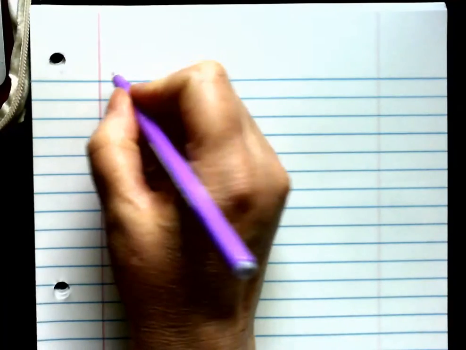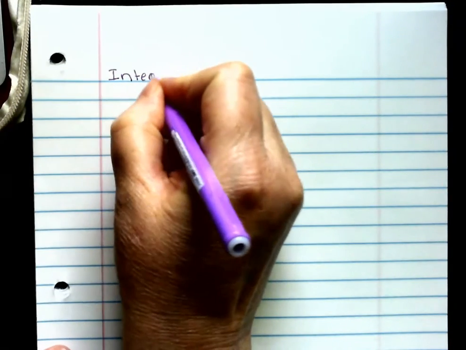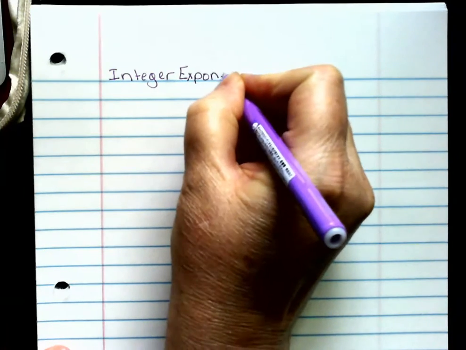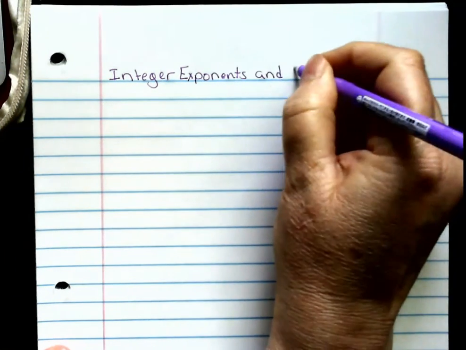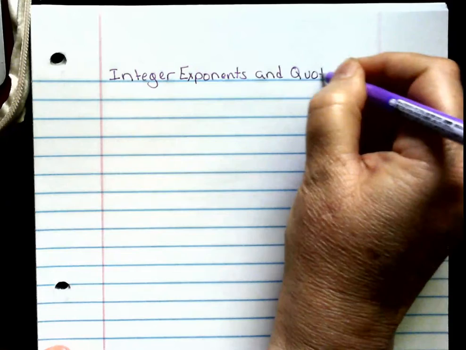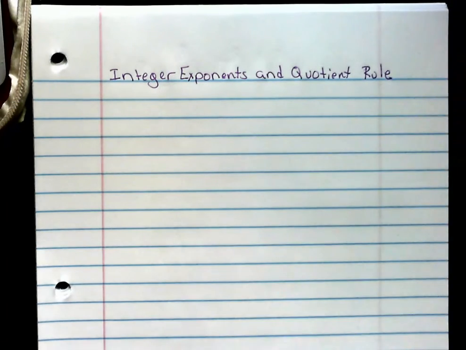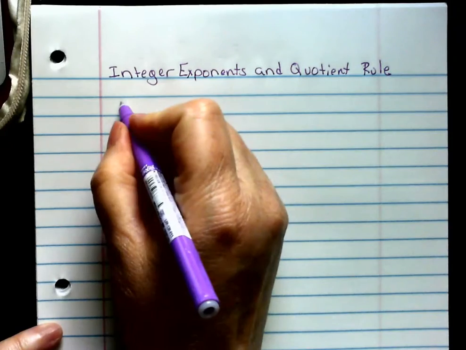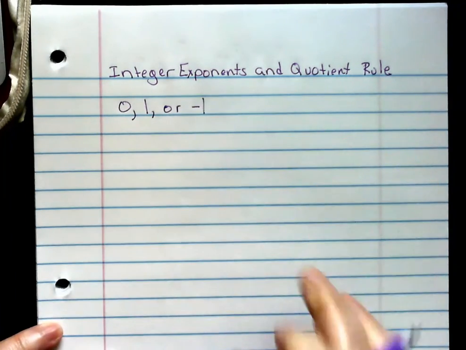So we're going to talk about integer exponents. And the quotient rule. Now, integer exponents are when you have an exponent of 0, 1, or -1.